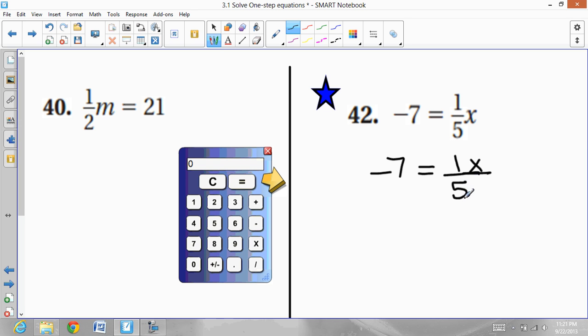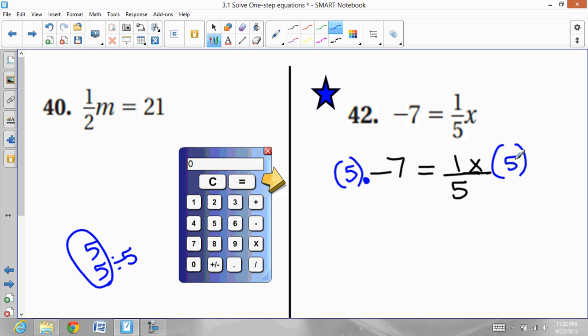Since the 5 is dividing in the question, I am going to multiply by 5 to get rid of this. Whatever I'm doing, I'm also going to do the same thing on this side. And I'm also going to put a dot to imply that I am multiplying. 5 on the top, 5 on the bottom. They both can be divided by 5. So 5 divided by 5 gives me a 1 and 5 divided by 5 gives me a 1. So I am going to get 1 times x is x, and the 1 on the bottom, and 5 times negative 7 is negative 35. Use the calculator, and x divided by 1 is x, so x is negative 35.